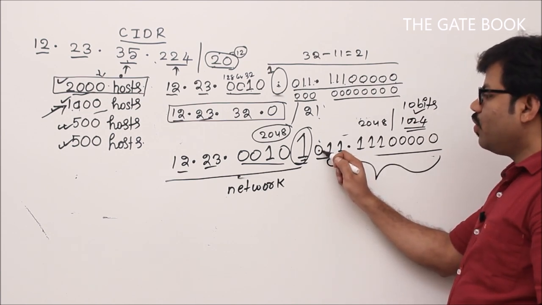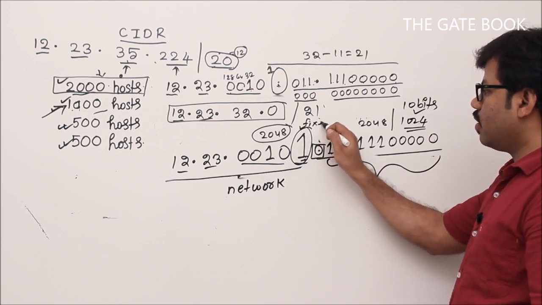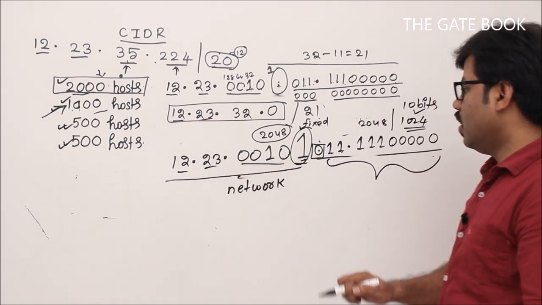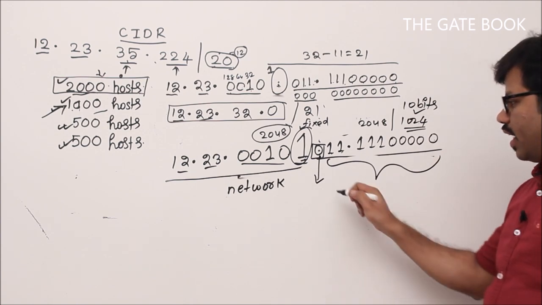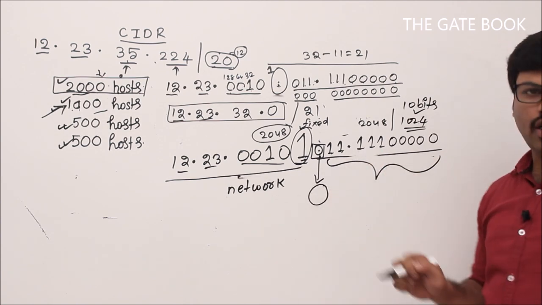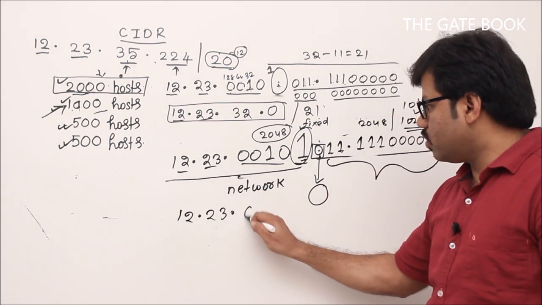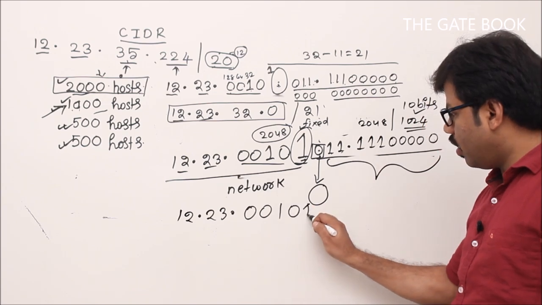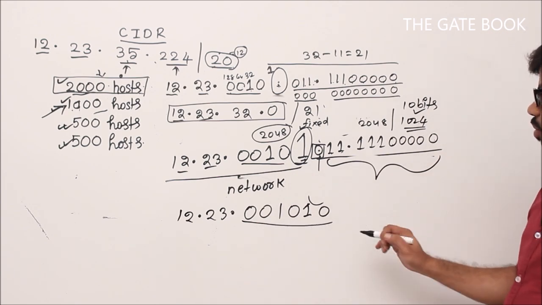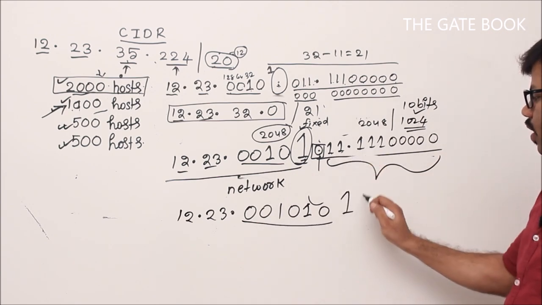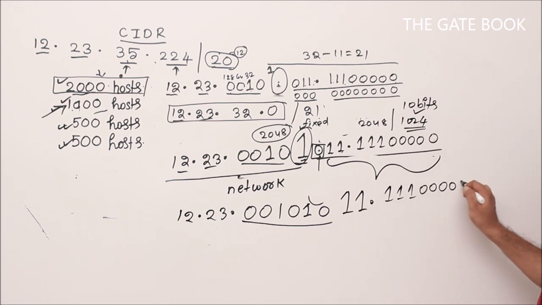What about this one? Already this is fixed, don't touch it, correct? Now these bits are also already fixed. Now this 0, this is variable. Now you can fix 0 or 1. Case number 1: let me fix 0 only, but I can fix 1 also. If I fix 0, then what you are going to get is 12.23 dot 001010. Okay, this part is now the network part. Now the remaining thing you see is 11.11111 dot 5 zeros.